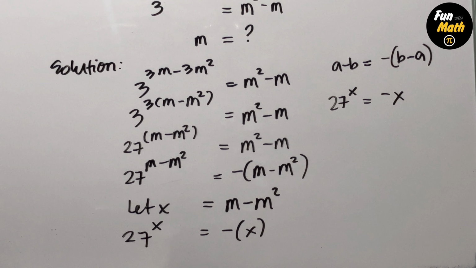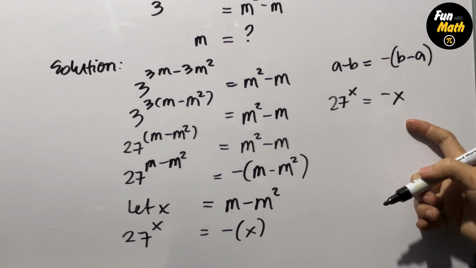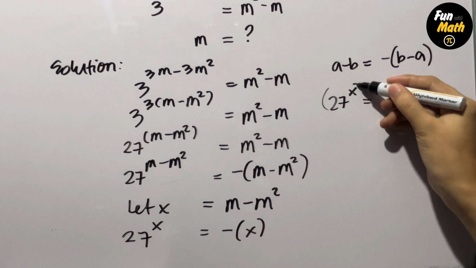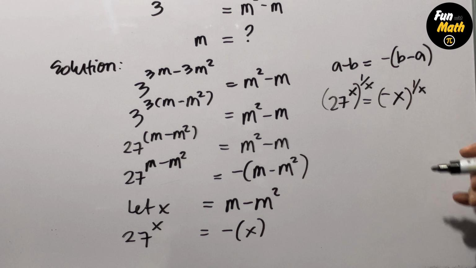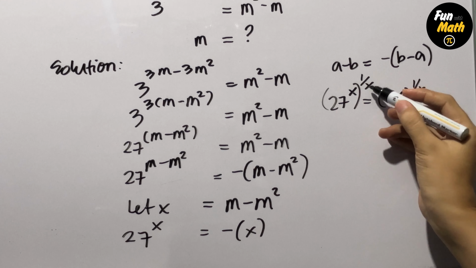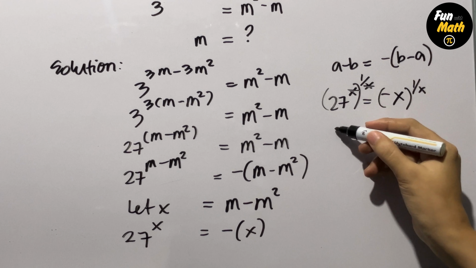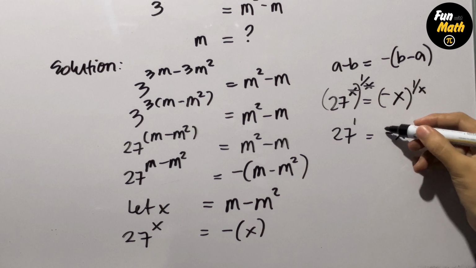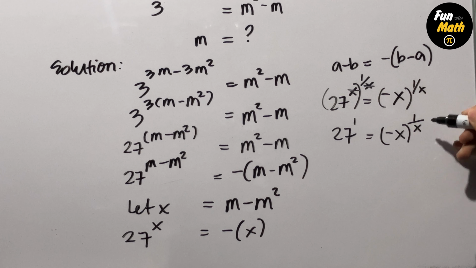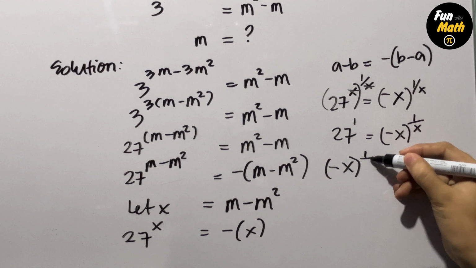Next, we are going to raise both sides to the power of 1 over x. The purpose is so we can remove the power of 27. So this is cancelled. We're left with 27 to the power of 1 equals negative x whole to the power of 1 over x. Now, using the commutative property, this is negative x to the power of 1 over x equals 27.